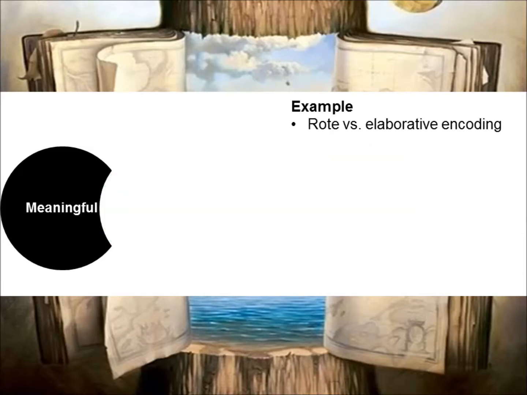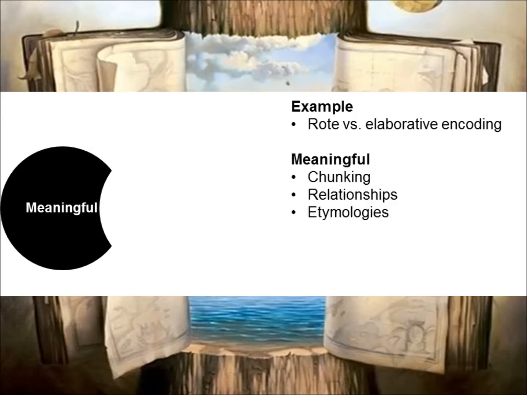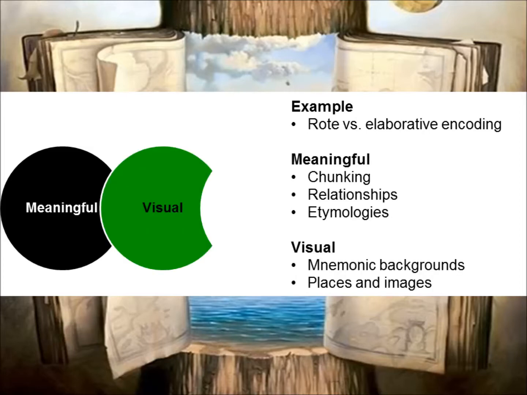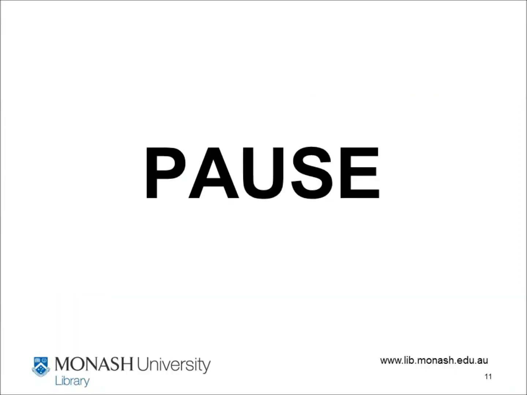We'll start with a short example and look at the difference between rote learning and elaborative encoding, and then have a look at how we can reinforce memory by chunking, relating material, and by paying attention to etymology. After that, we will look at the visual aspect of memory and see how we can use mnemonic backgrounds and the technique of places and images to create vivid and lasting memories. In a few places, I'll ask you to pause the video, but feel free to stop at any time and give your own memory some space to reflect.